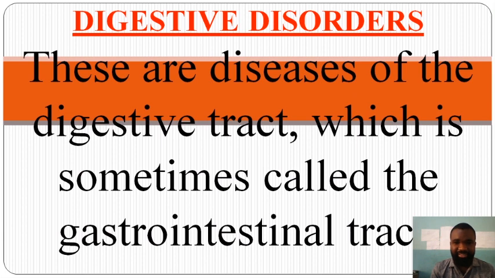Digestive disorders are diseases of the digestive tract. Of course, the digestive tract is also called the gastrointestinal tract. So diseases of the digestive tract or gastrointestinal tract are what we term digestive disorders. Just like diseases of the respiratory tract, the lungs, and when we talk about circulatory disorders, diseases that affect the heart. Digestive disorders are diseases that affect the digestive tract, or gastrointestinal tract.